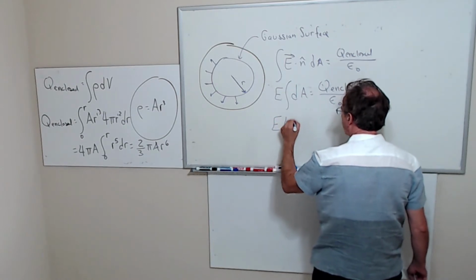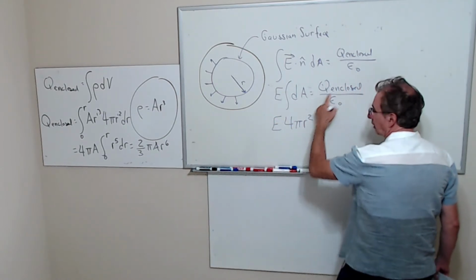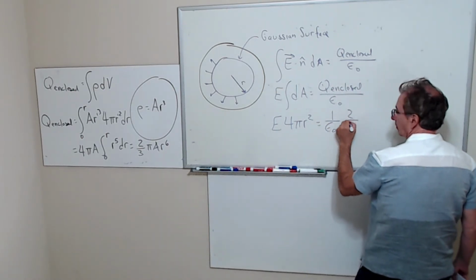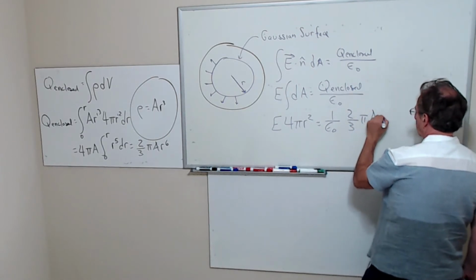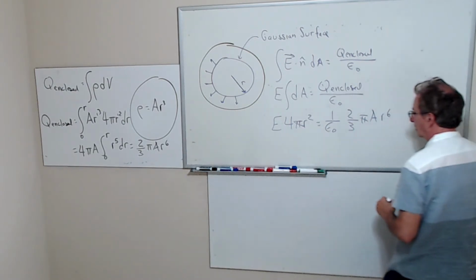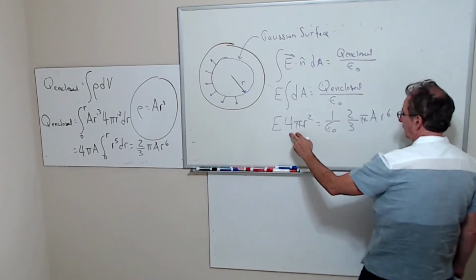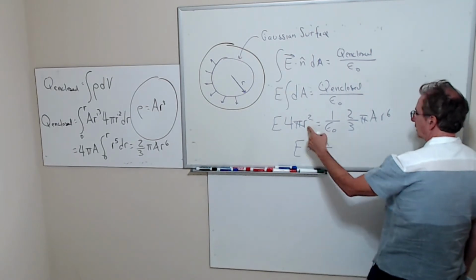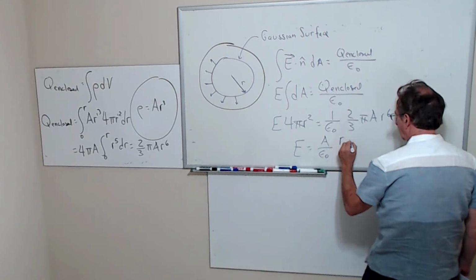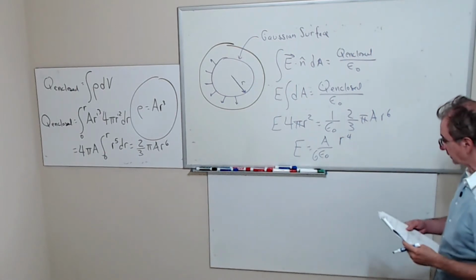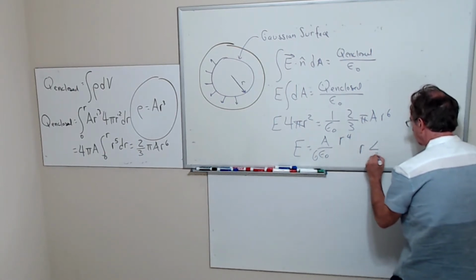So dA is just 4 pi r squared. And Q enclosed is just given by that equation. These pi's cancel. And then if I solve this for E, I'm going to get A over epsilon naught. I'm going to cancel out 2 r's, r to the 4th, and then I'm going to have a 6 in the denominator. That's going to be for r less than or equal to big R.